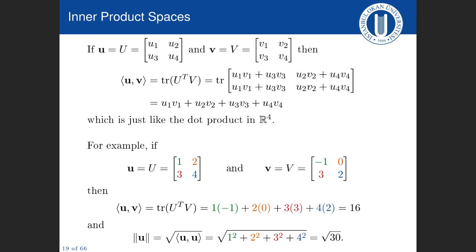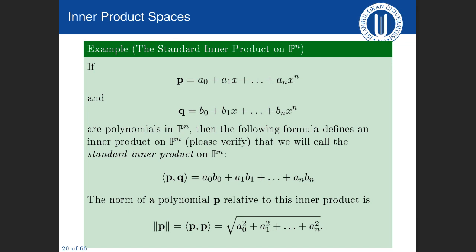Let's move to a different vector space. Next, I want to talk about the vector space Pn. That's the n+1 dimensional vector space of all polynomials of degree n or less.